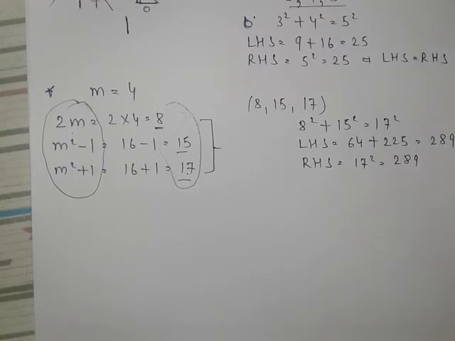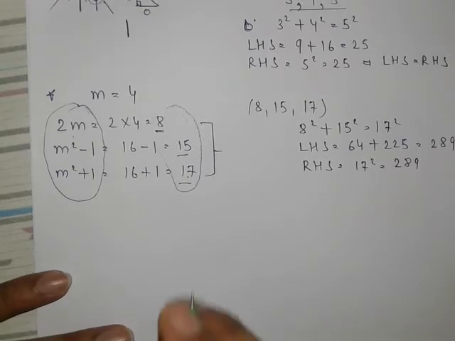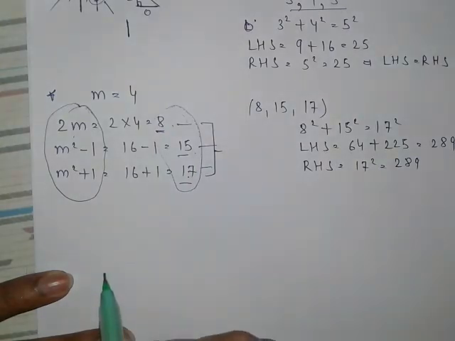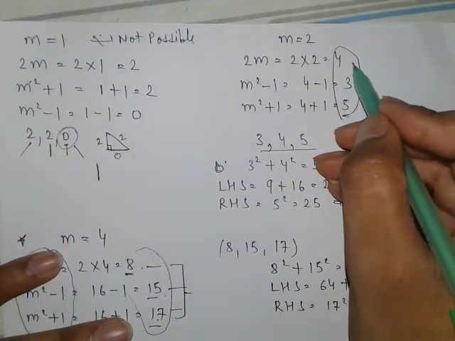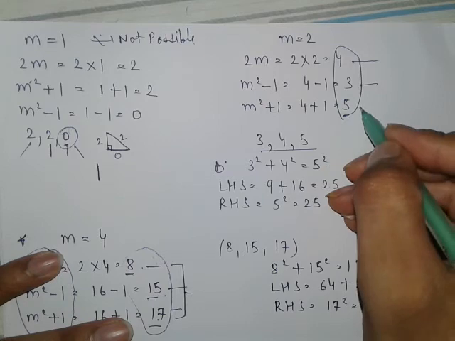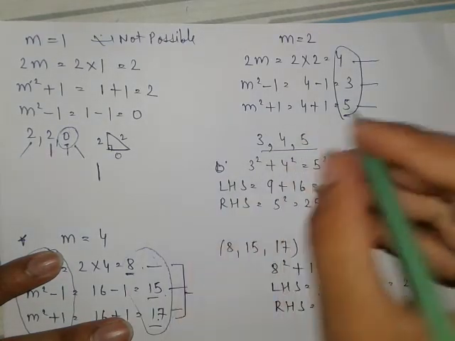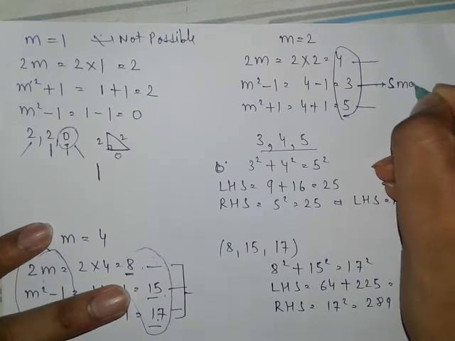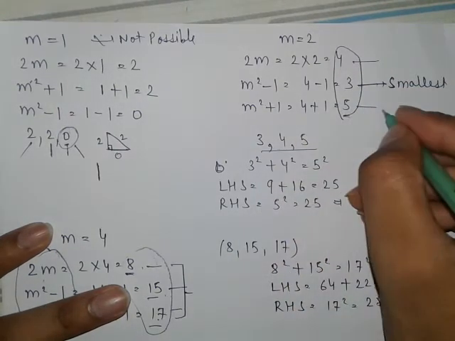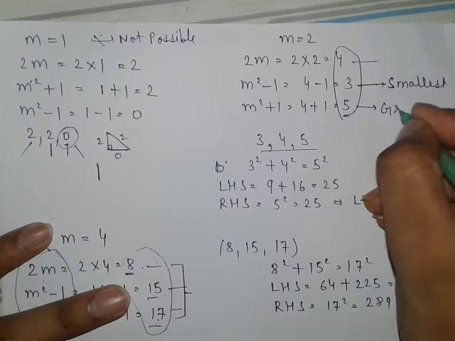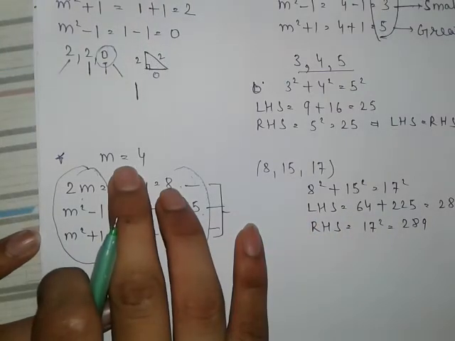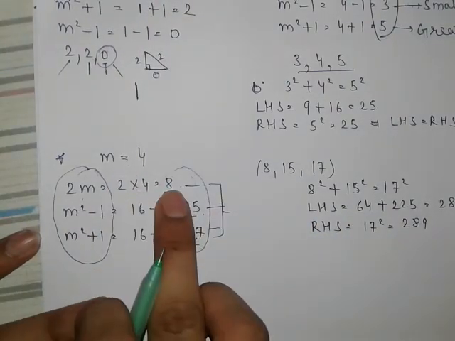Okay, before we go to our next topic, look at these three values. 8 15 17, and if you take this again, 2m, m square minus 1 and m square plus 1. So you see m square minus 1 is the smallest value and m square plus 1 is the greatest value, but it will depend on the number, of course. If we take m equals to 4, so we have 2m equals to 8.